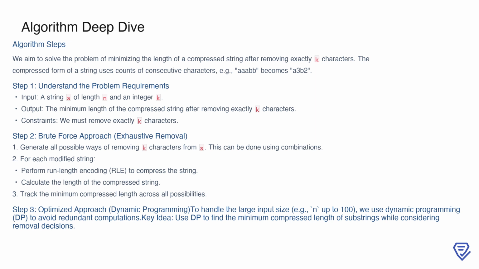To address the inefficiency, we turn to a dynamic programming approach. Here, the key idea is to divide the problem into subproblems, reusing solutions to overlapping subproblems and avoiding redundant computations. This allows us to handle larger input sizes, up to the maximum constraint of n equals 100.